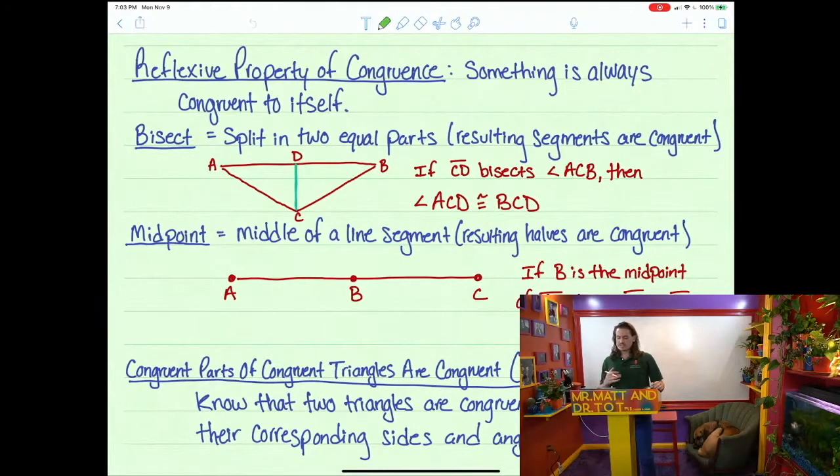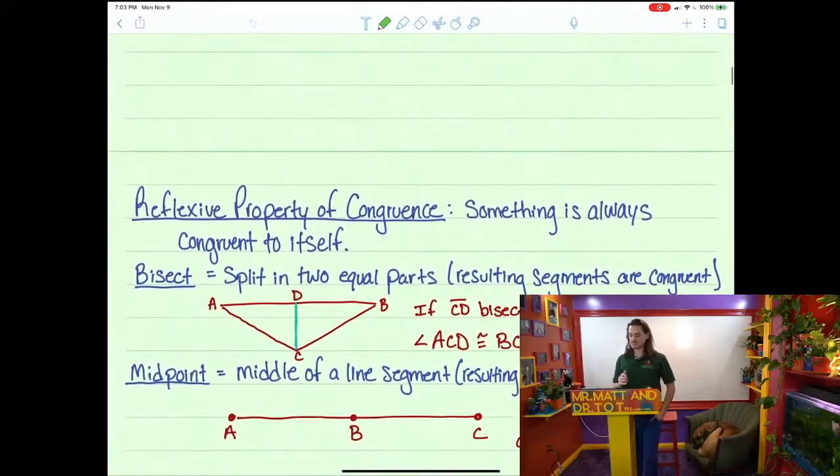So just some ideas and concepts, properties, etc. that are going to be relevant in geometric proofs. The first is the reflexive property of congruence. This says that something is always congruent to itself. That seems obvious, but in proofs you do need to be able to state a reason for each of your statements. So for example, this commonly comes up when we have a shape where two triangles are sharing either a side length.